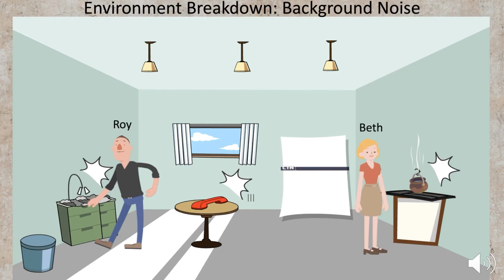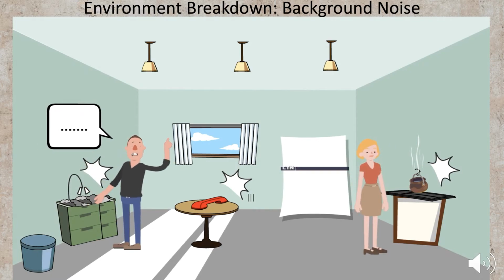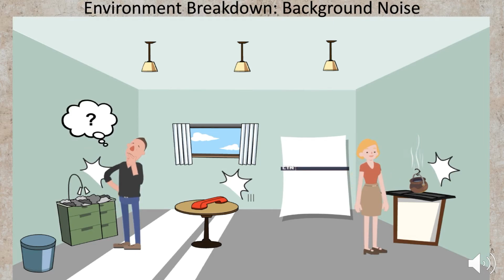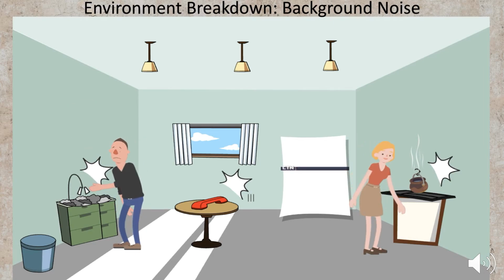Beth and Roy are in their kitchen. Beth is cooking at the stove and Roy is washing dishes. Roy asks Beth if she had a good time at her book club. Beth doesn't respond, making Roy think that she's ignoring him. Even listeners with normal hearing would have a hard time having a conversation with the water running and stove going.